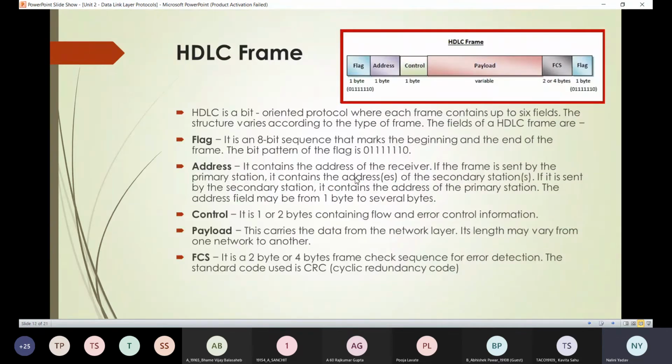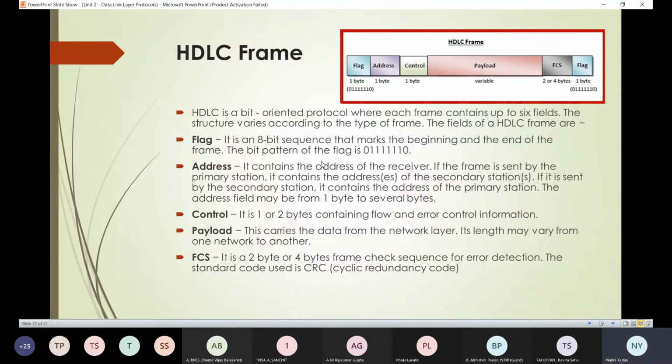Now look at the frame format of HDLC. Here again look at the screen. We have the flag, address, control, payload, FCS, and again we have a flag field. HDLC is a bit oriented protocol where each frame contains up to 6 fields. The first is the flag. The flag is an 8-bit sequence that marks the beginning and the end of the frame. The pattern of the flag is 0, six 1s, and 0. It is a fixed byte which is used as a flag.